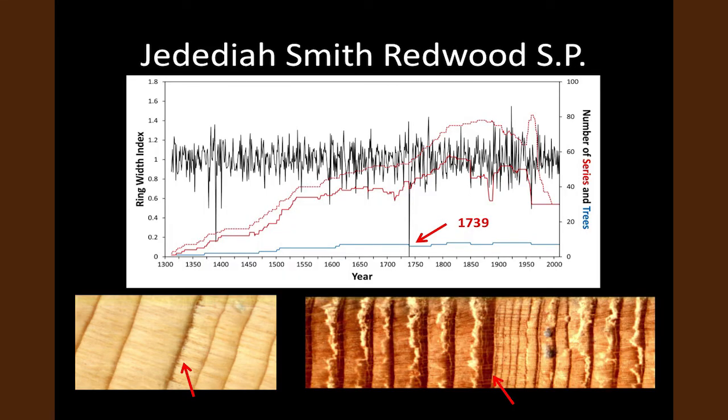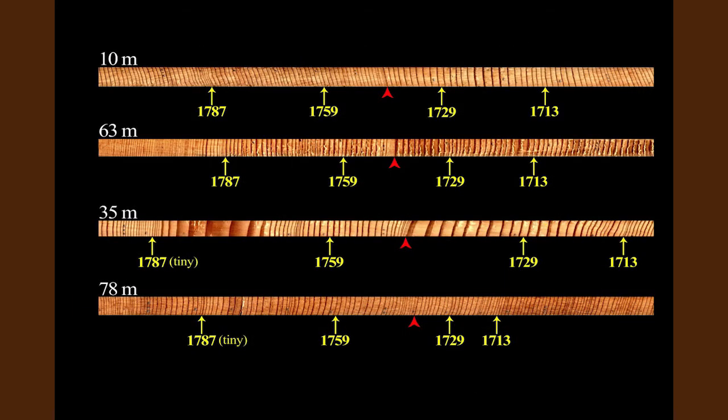Okay, so here's Jedediah Smith Redwood State Park. This is our northernmost site for Coast Redwood. And I want to point out this marker year in 1739. You can see it's the smallest ring width for the entire Coast Redwood sites. Here's the actual tree rings. So here we're progressing. This is 1738, and we have a growth reduction in 1739.